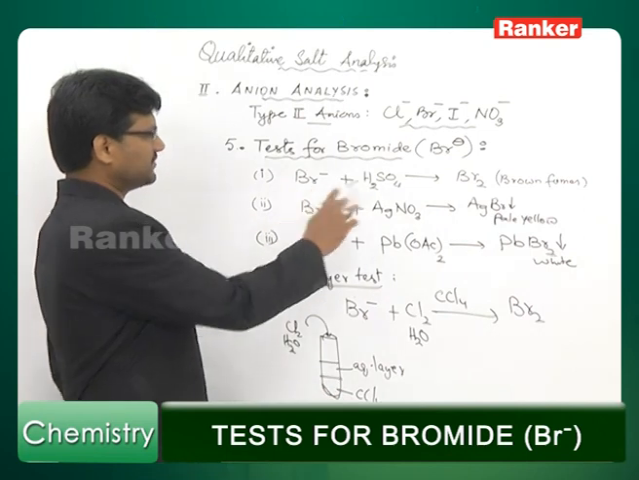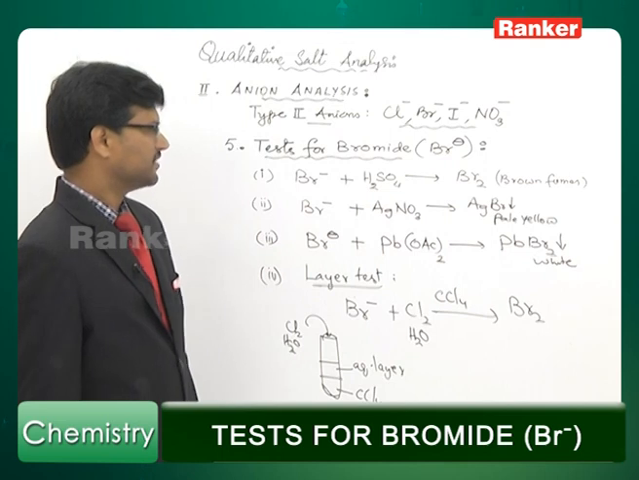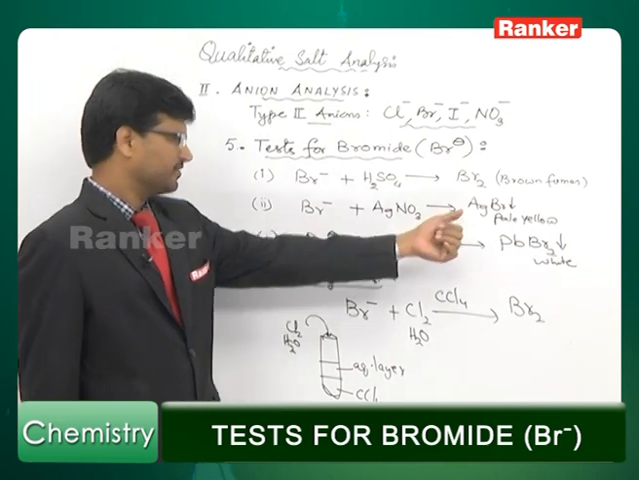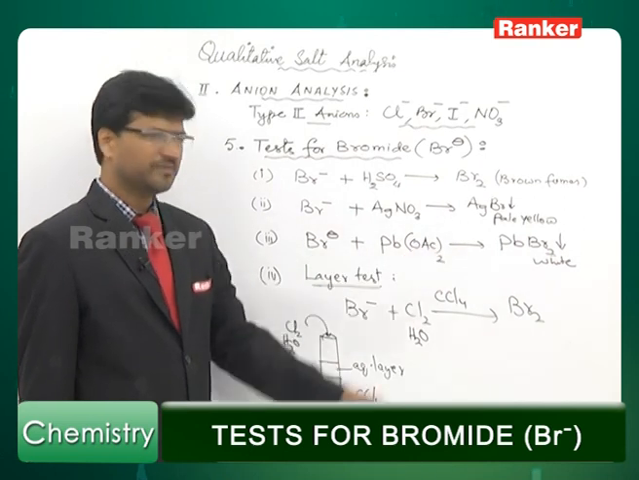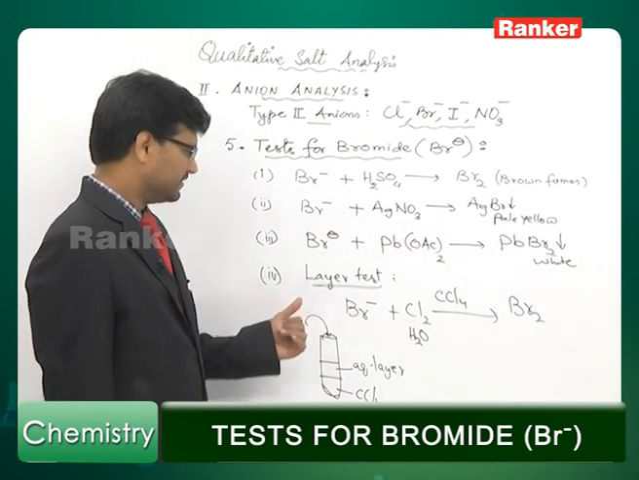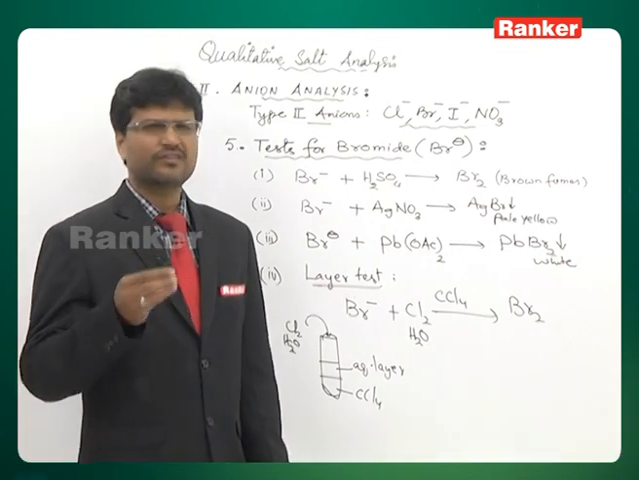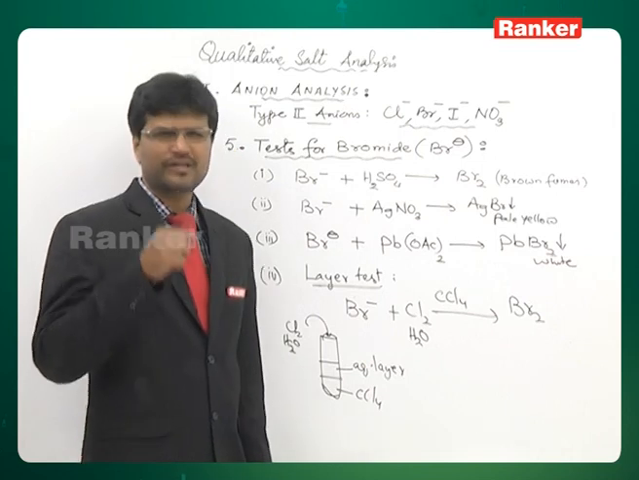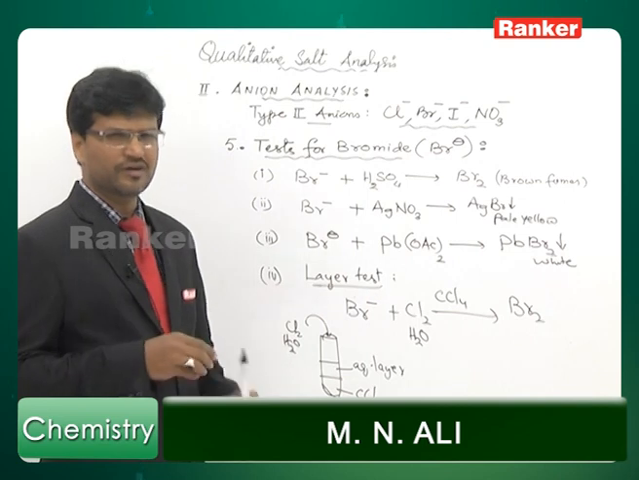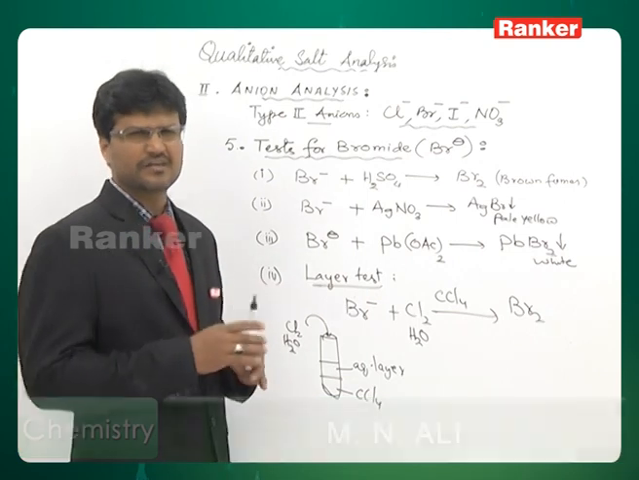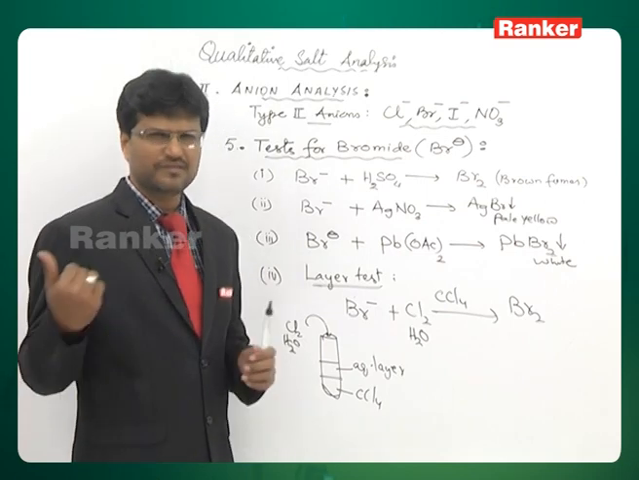Number one is with sulfuric acid, it gives bromine, which is a reddish brown colored fumes. With silver nitrate, you get a pale yellow precipitate of AgBr. With lead acetate, you get a white precipitate of plumbous bromide. And the layer test consists of treating bromide salt in aqueous layer with chlorine water in presence of some organic solvent like chloroform or CCl4. Whatever bromine is formed in the reaction will dissolve in the organic layer and imparts color to the organic layer. In case of bromide, the color imparted is due to bromine, which is reddish brown.